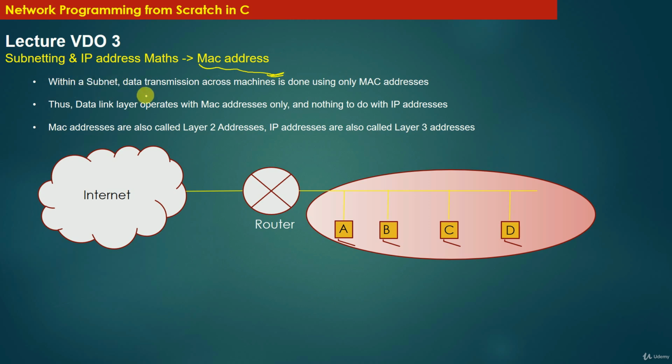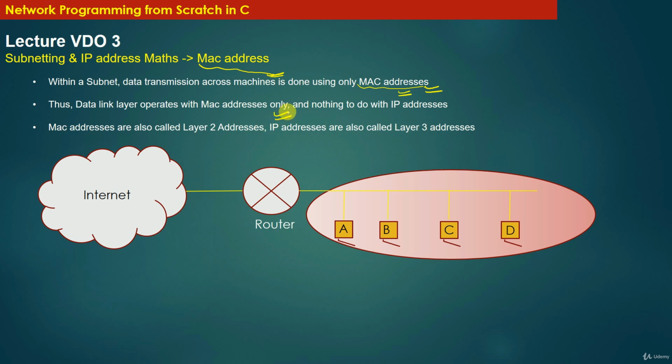Within a subnet, data transmission between machines is done using only MAC addresses. Note this point: whenever the communicating machines belong to the same subnet, the data delivery is done using only MAC addresses. The IP address does not play any role in data delivery when the communicating machines belong to the same subnet. Thus, the data link layer operates with MAC addresses only.